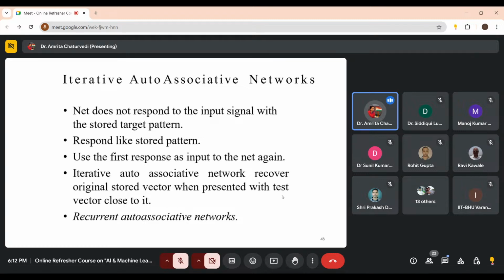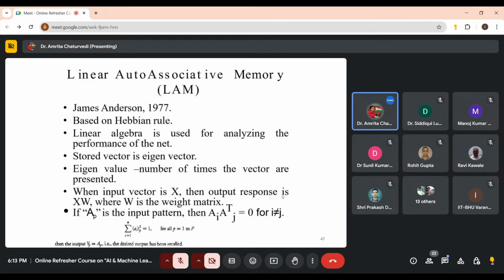Then another one is the iterative auto-associative network. This net does not respond to the input signal with the exact stored target pattern. It responds like a stored pattern. It need not be exactly the same as the stored pattern, but may be quite similar to it. And it uses the first response as input to the net again. So the iterative auto-associative network recovers the original stored vector when presented with a test vector close to it. It is also known as a recurrent auto-associative network because the output that you get in one iteration, you use as the input in another iteration.